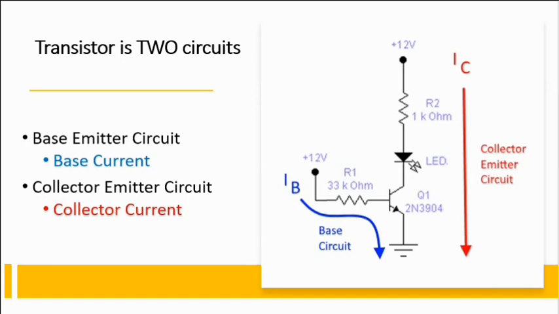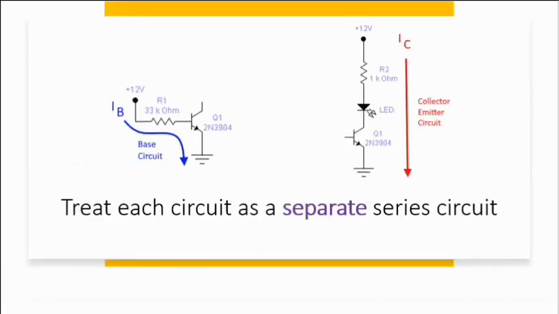A transistor is two circuits. We treat it like two circuits. We have the base emitter circuit, and we deal with the base current. And then we have the collector emitter circuit, and we have this side which deals with the collector current. We treat each circuit as a separate series circuit. So we have our base emitter circuit with our base current, and then we have our collector emitter circuit, and we deal with the collector current.